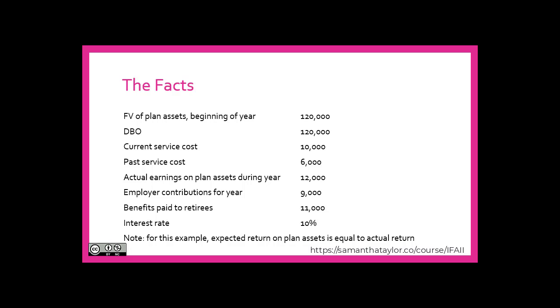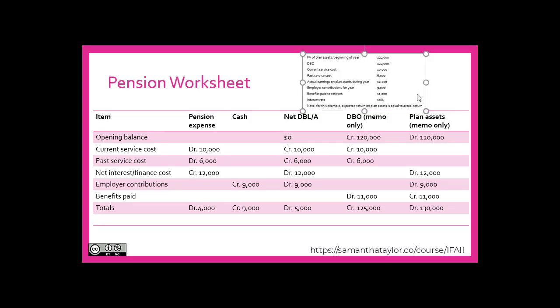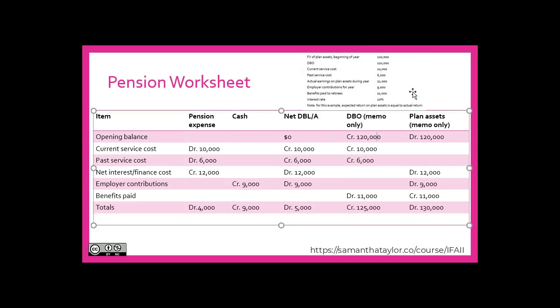All right, so let us put those factors into our pension worksheet. Okay, so we have our pension worksheet here, and I'm just going to pop up the facts so that they're nice and handy. All right, so we have our opening balance here for our plan assets at the beginning of the year for 120, and we have our opening plan assets here, pardon me, of 120, and our opening balance of our DBO here of 120. Our C equals our A plus our B, and so we have a net DBL DBA of zero. We never have anything for pension expense, and we haven't been getting information about cash, so we'll say that it is nothing.